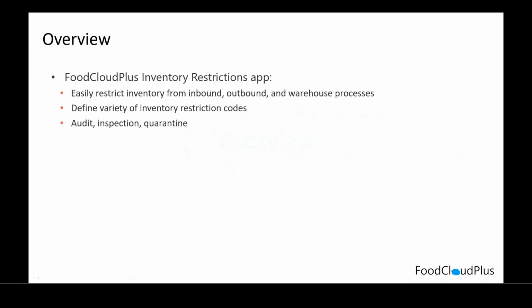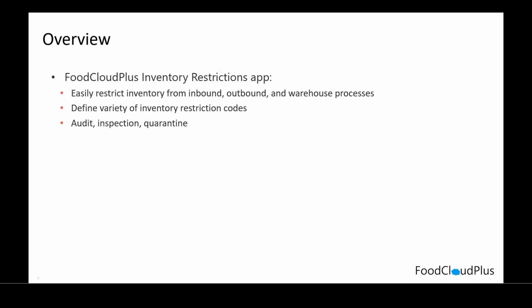Food manufacturers and distributors are frequently required to restrict specific warehouse and inventory transactions. Products may be restricted due to quality issues, audit procedures, inspections, or quarantining through inbound, outbound, or internal warehouse activities. With the Inventory Restrictions app by Food Cloud Plus, users can easily restrict inventory, such as items and products, from inbound, outbound, and warehouse transactions.